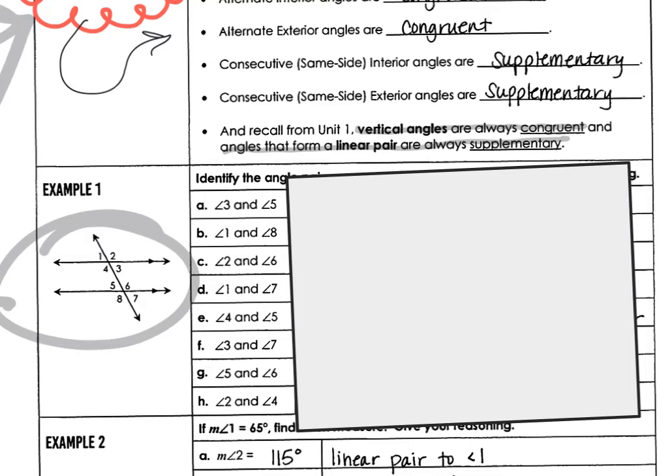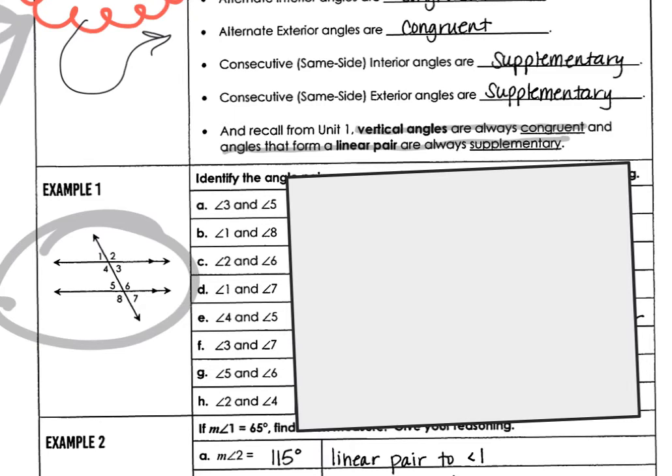So here's the diagram. You've got two parallel lines cut by a transversal. You've got corresponding angles 1 and 5, 4 and 8, 2 and 6, 3 and 7. Those are all corresponding, therefore they're congruent. Alternate interior congruent, 4 and 6, 3 and 5. Alternate exterior are congruent, 1 and 7, 2 and 8.